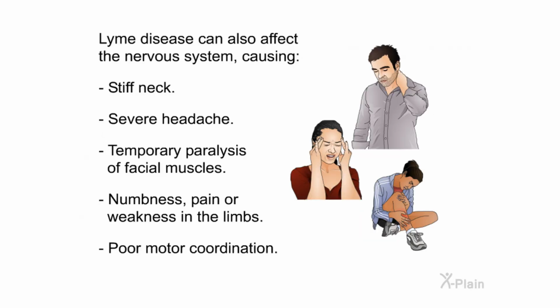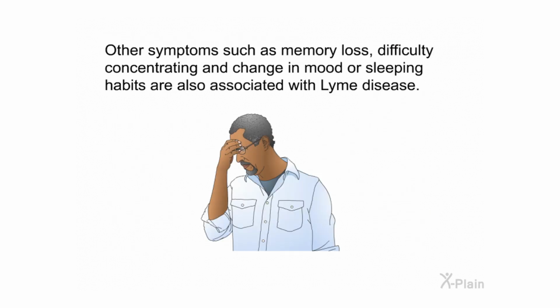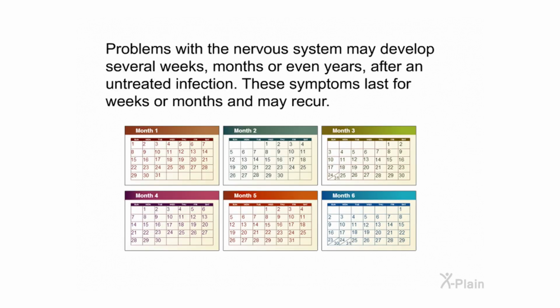Lyme disease can also affect the nervous system, causing stiff neck, severe headache, temporary paralysis of facial muscles, numbness, pain, or weakness in the limbs, poor motor coordination. Other symptoms, such as memory loss, difficulty concentrating, and change in mood or sleeping habits, are also associated with Lyme disease. Problems with the nervous system may develop several weeks, months, or even years after an untreated infection. These symptoms last for weeks or months and may recur.